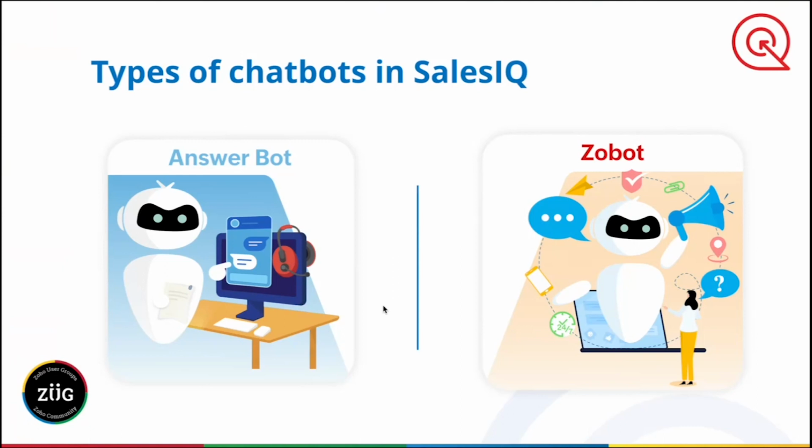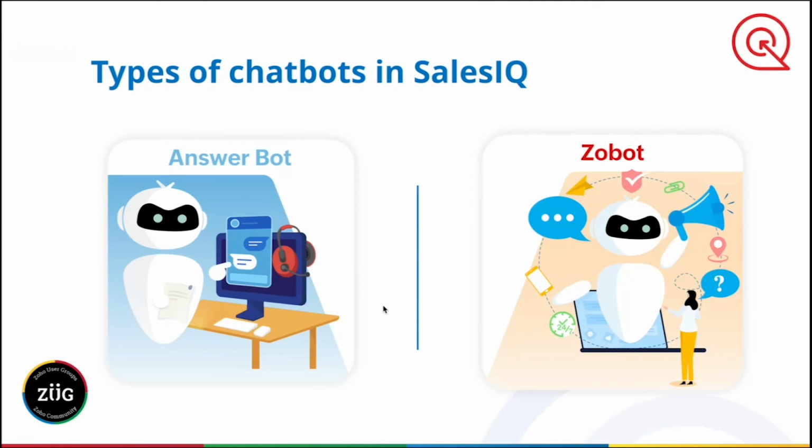So another amazing thing about AnswerBot is you don't have to build it. It's already pre-built for you. You just have to configure and enable it. On the other hand, we have Zobot. When it comes to Zobot, you'd have to build it. We have 7 different platforms to build Zobot. So the one major difference between AnswerBot and Zobot is AnswerBot is pre-built for you. It works kind of like a Q&A bot.